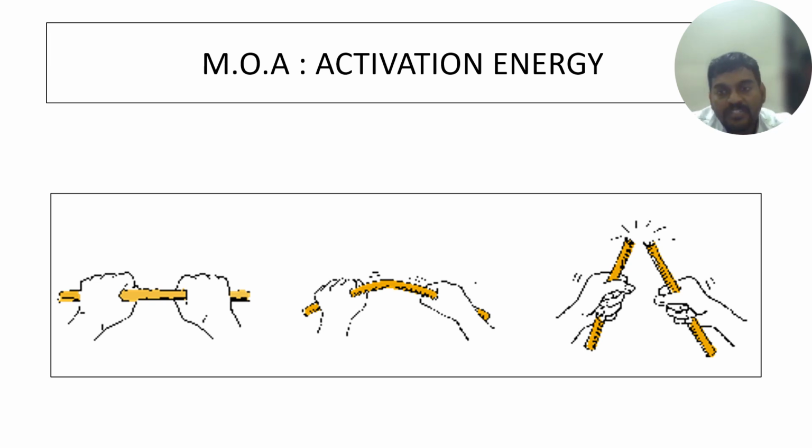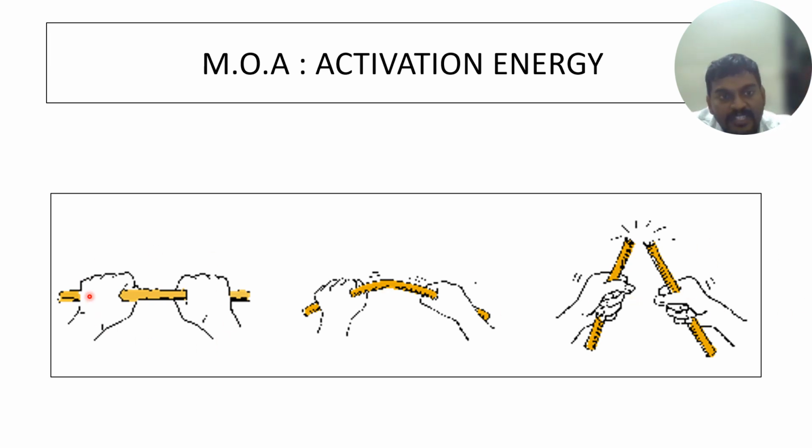Let's assume I'm going to give you a stick and ask you to break the stick. So you'll hold the stick with both hands and apply pressure over the stick. When you apply pressure, the stick will bend, that is, it will go to a transition state. After that it will break. You are applying energy over the stick so that it will bend and go to a transition state. This is the transition state, then it will break.